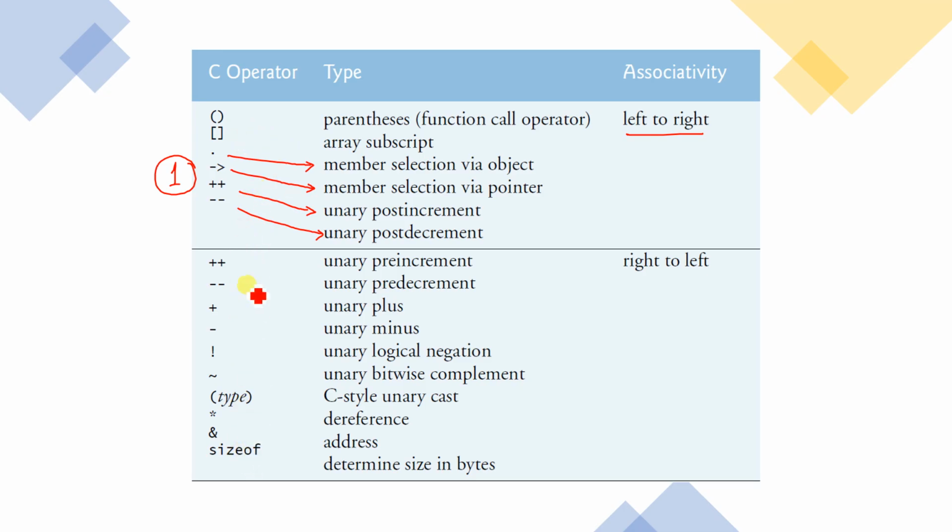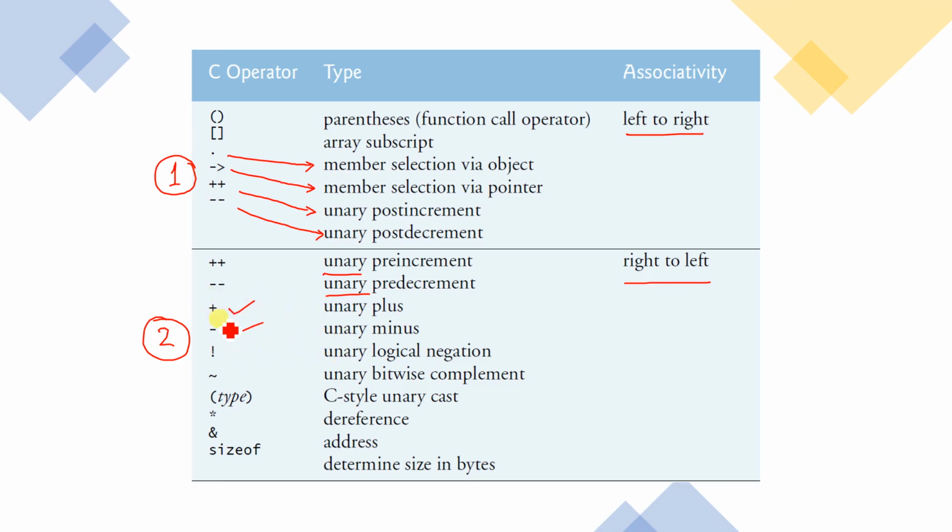Then the next set of operators, from this line to this line, will have the second precedence, and the associativity is from right to left. So that means whenever you get these values in an expression and they have same precedence, so that means you have used unary pre-increment and unary pre-decrement in a single expression, then you need to execute it from right to left.